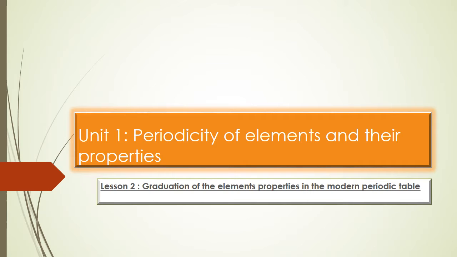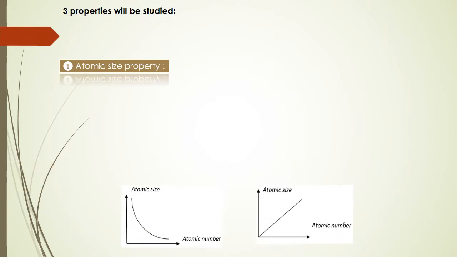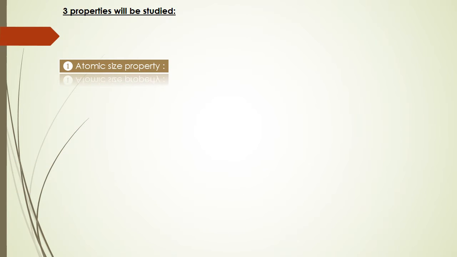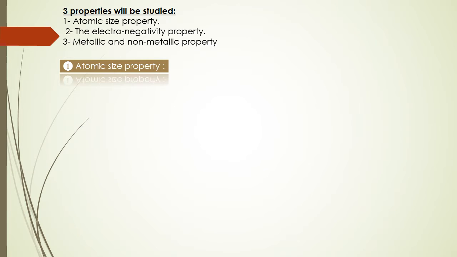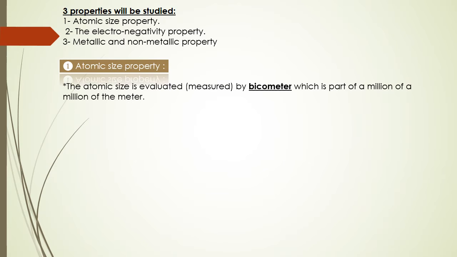Hello, Middle 2. Our lesson today talks about graduation of element properties in the modern periodic table. So we must treat atomic size, electronegativity, and metallic and non-metallic property. The first one is atomic size.